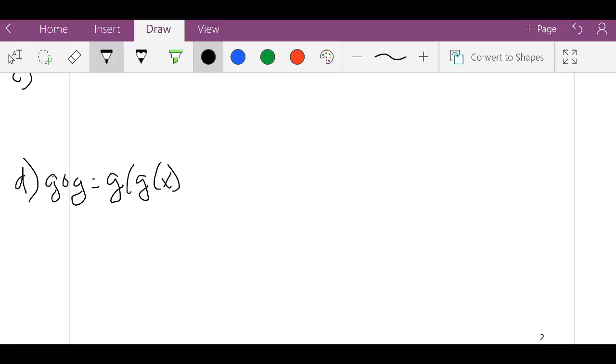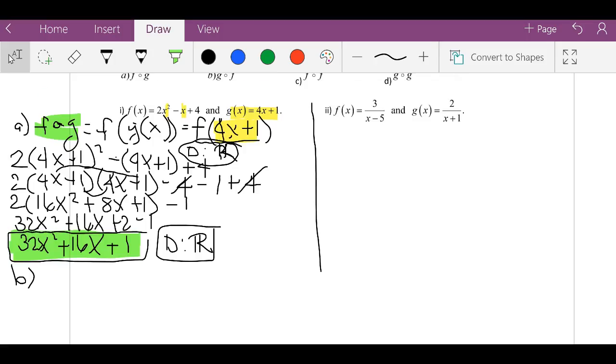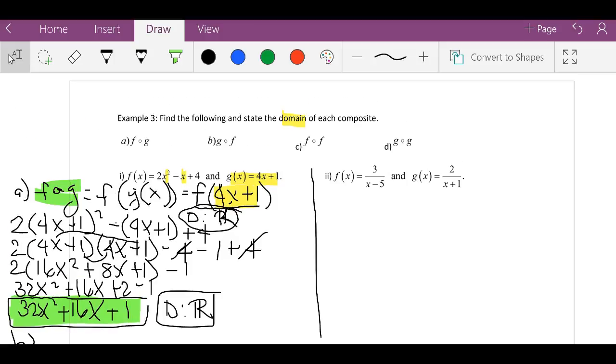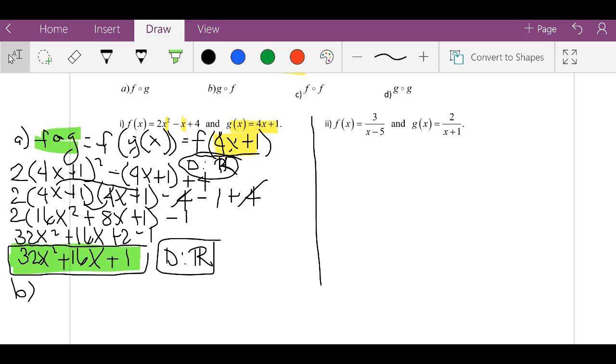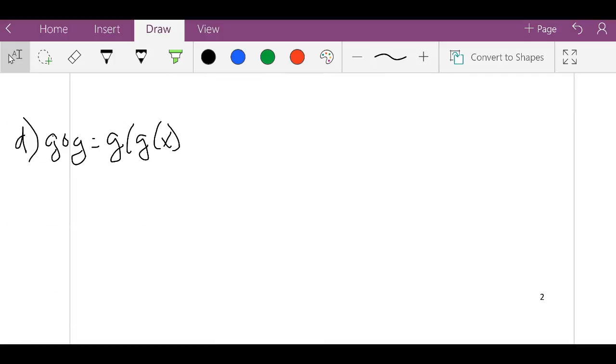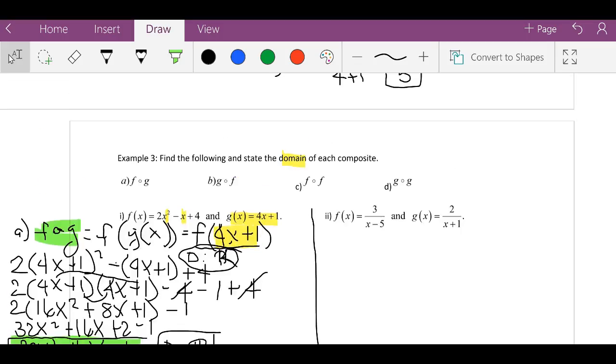Okay, let's see what the G equation was. I kind of forgot. Let me go back up. The G equation is 4x plus 1. Actually, that's an easy one, huh? How about I'll let you do that one on your own, and I'll do F composed with F, which looks more difficult. So let me do F composed with F. Let's do C, because D is a little bit easier.